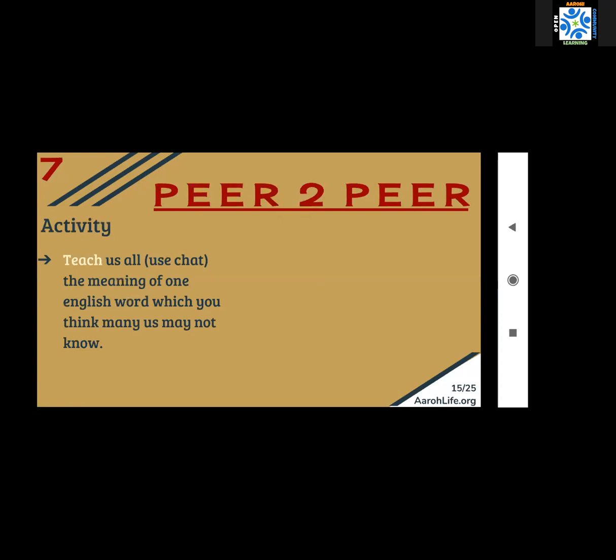Okay, so this one is, each one of you will have to teach us, using the chat window, any one English word which you think many of us may not know. So you have to type that word with its meaning, a different word. Don't Google for words now. Just think of any word which you think some of us may not know.